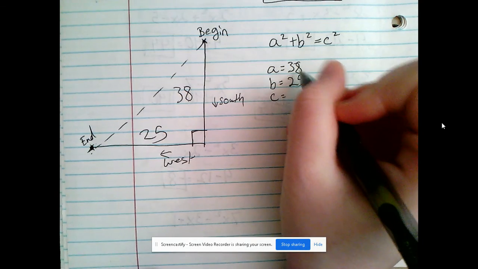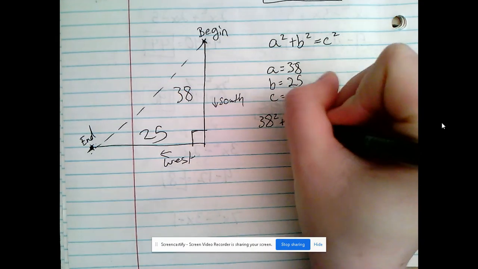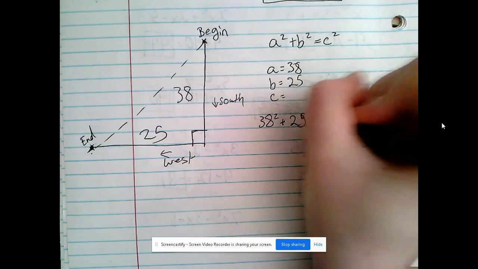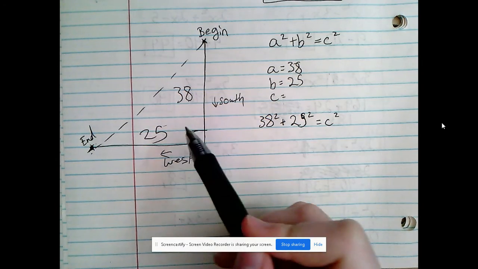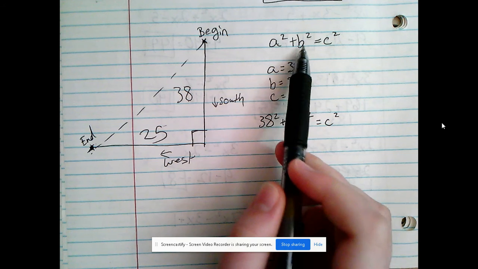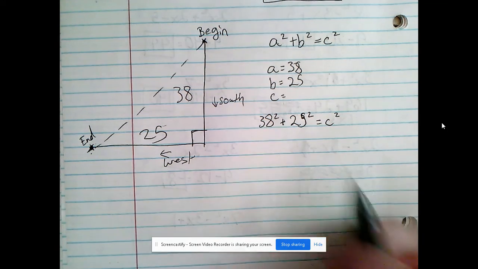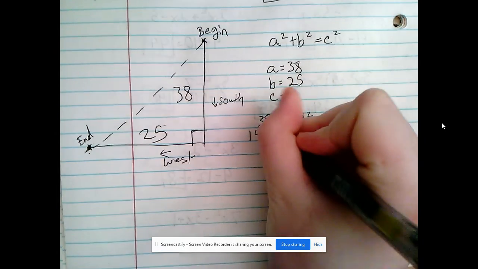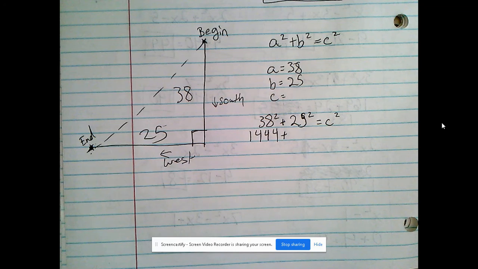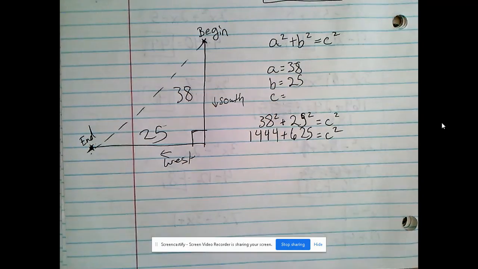So now we're going to plug our a and b into the Pythagorean theorem. So we end up with 38 squared plus 25 squared equals c squared. So we're taking our two leg sides, plugging them into the Pythagorean theorem. Okay. So now we need to find out what 38 times 38 is to find out the squared. So 38 times 38 is 1,444. And then we're going to add that to 25 squared, which is 625. And those two numbers added equals c squared.